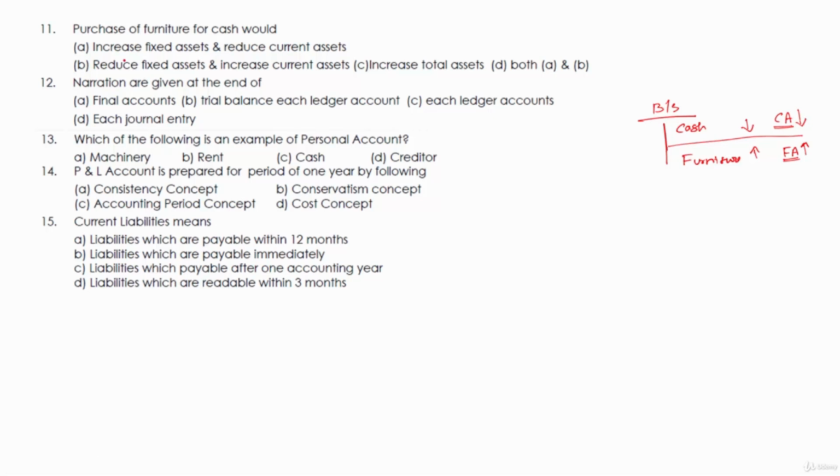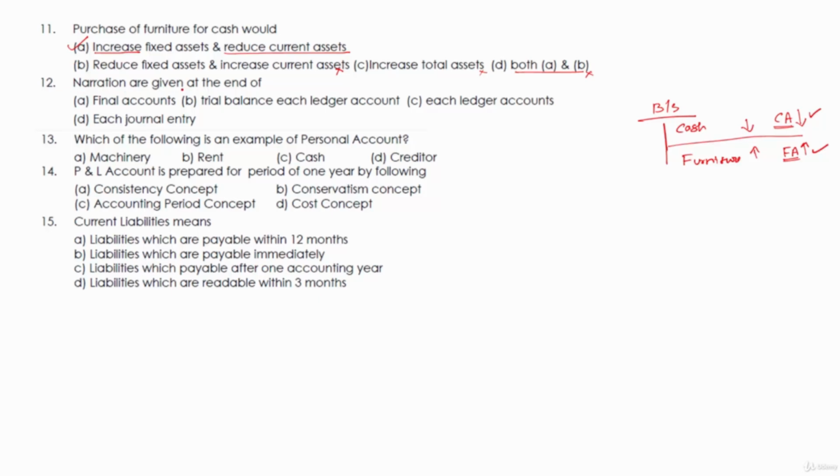Let's see whether we have that. Purchase of furniture for cash would result in increase of fixed asset, yes, and reduce current assets, yes. So I think this is the right choice. Let's see the other ones also. Reduce fixed asset and increase current assets, no. Increase total assets, no. It does not increase total asset because there is an increase in fixed asset and decrease in current asset. And both A and B, no. This is also no. So the right answer is item A. Increase fixed asset and reduce current assets.